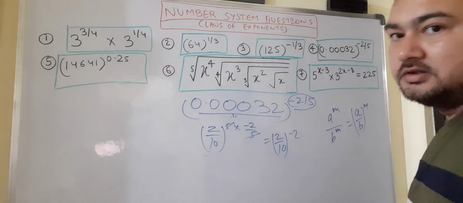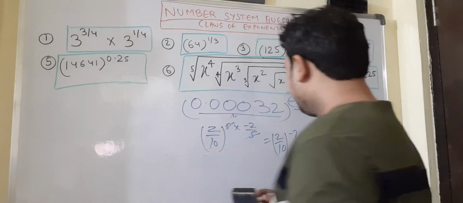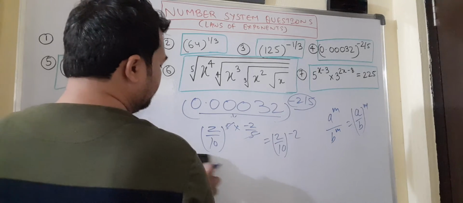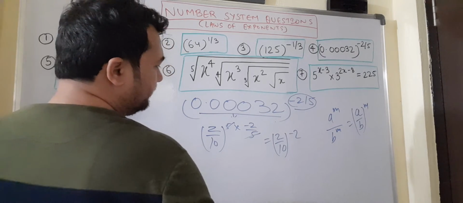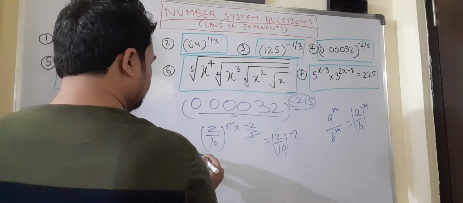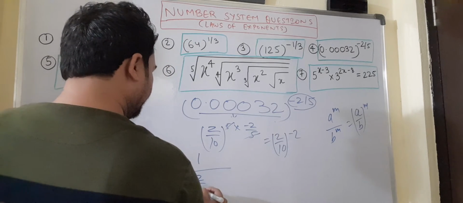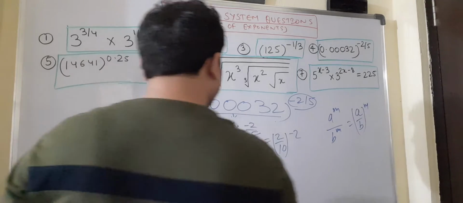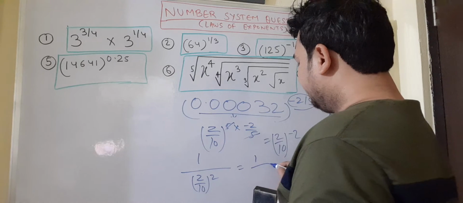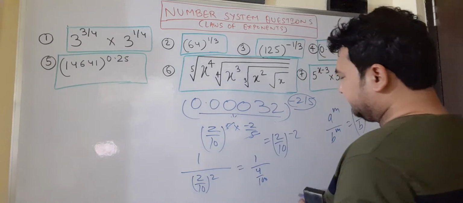Now we have removed the fifth root. Only 2 things are remaining. One is inversion, another is a square. You can perform either operation in your first step and the other one in the second step. So whatever you want to do, let's first invert it. 2 by 10 to the power 2. This will become 1 by 4 by 100, isn't it?